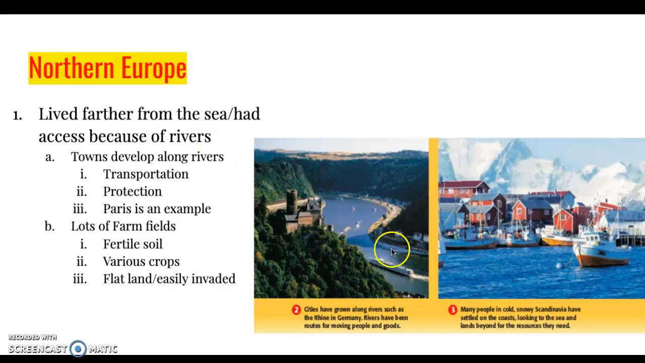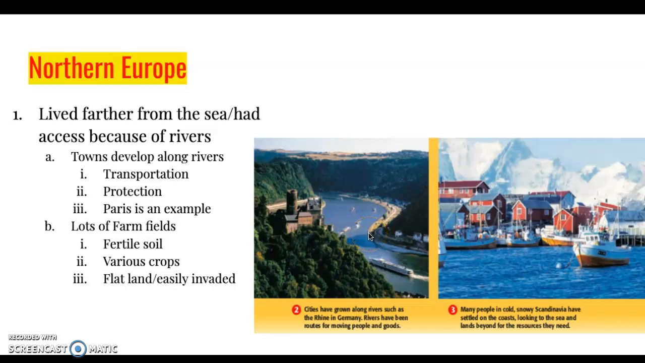Just like the same thing with the Rhine River would eventually take you all the way out to the North Sea, and you could get to the Atlantic and other places. And these towns will develop along these rivers because that water meant life and things like that. But it was also used for transportation and protection.